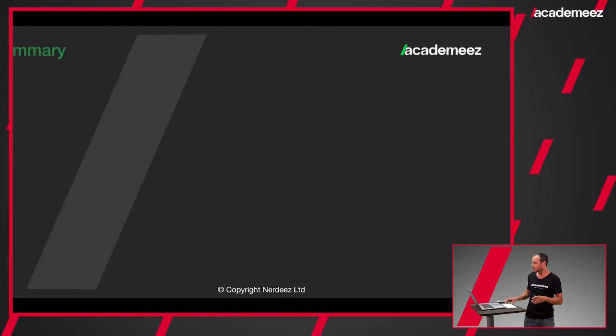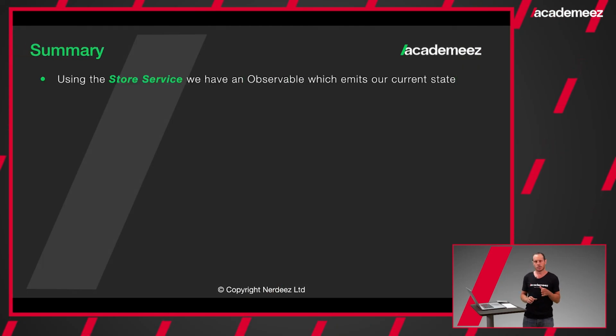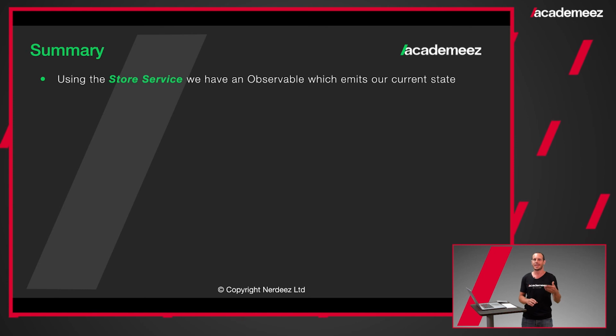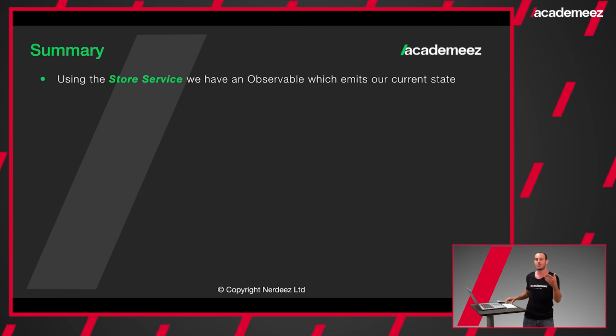So to summarize this lesson, the store service, as we mentioned, is an observable which emits the current state. It's highly important that you learn the RxJS observable library and operators and really control that library before stepping into NGRX. The store is a service. You can dependency inject that service, and this is the service that you use to read the state and dispatch changes to the state.